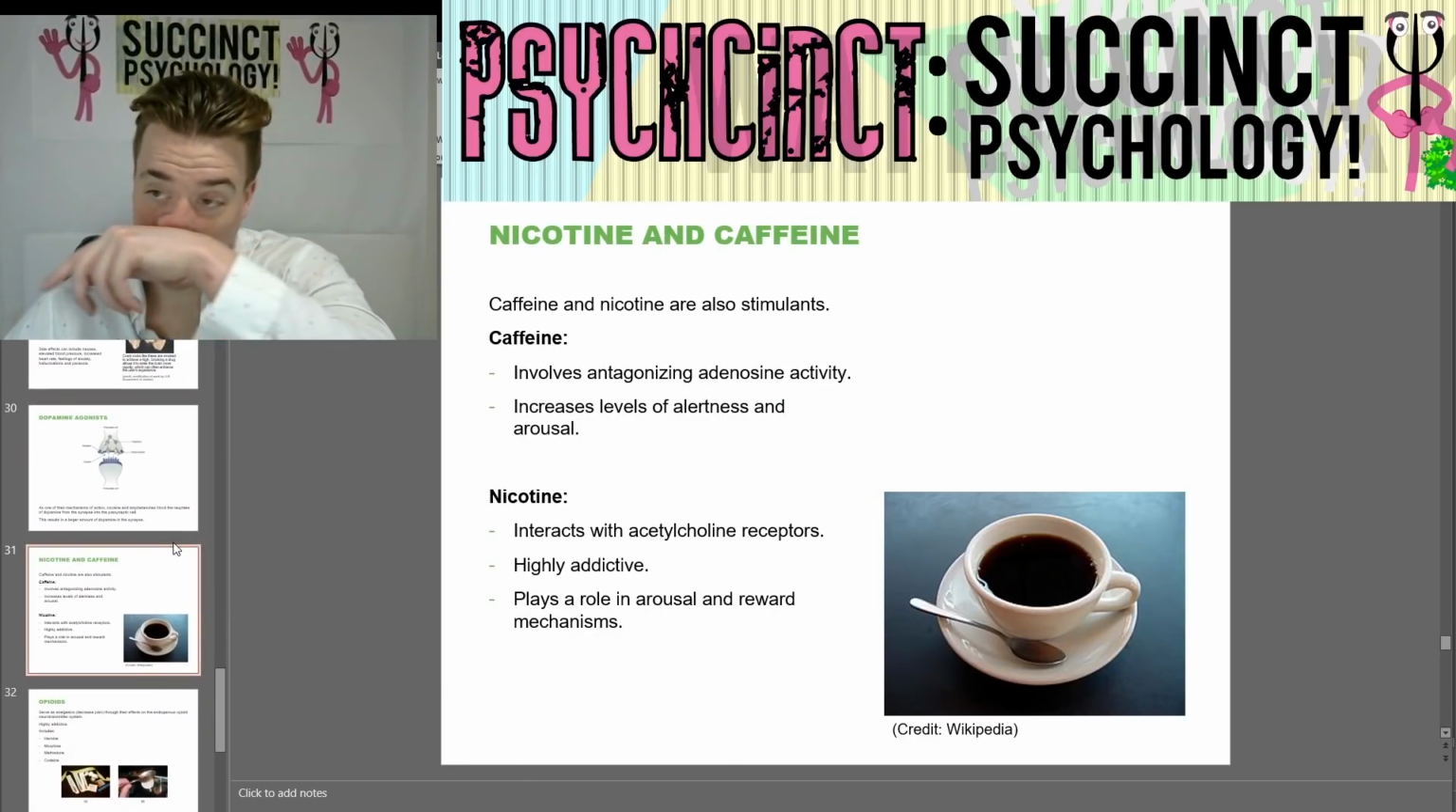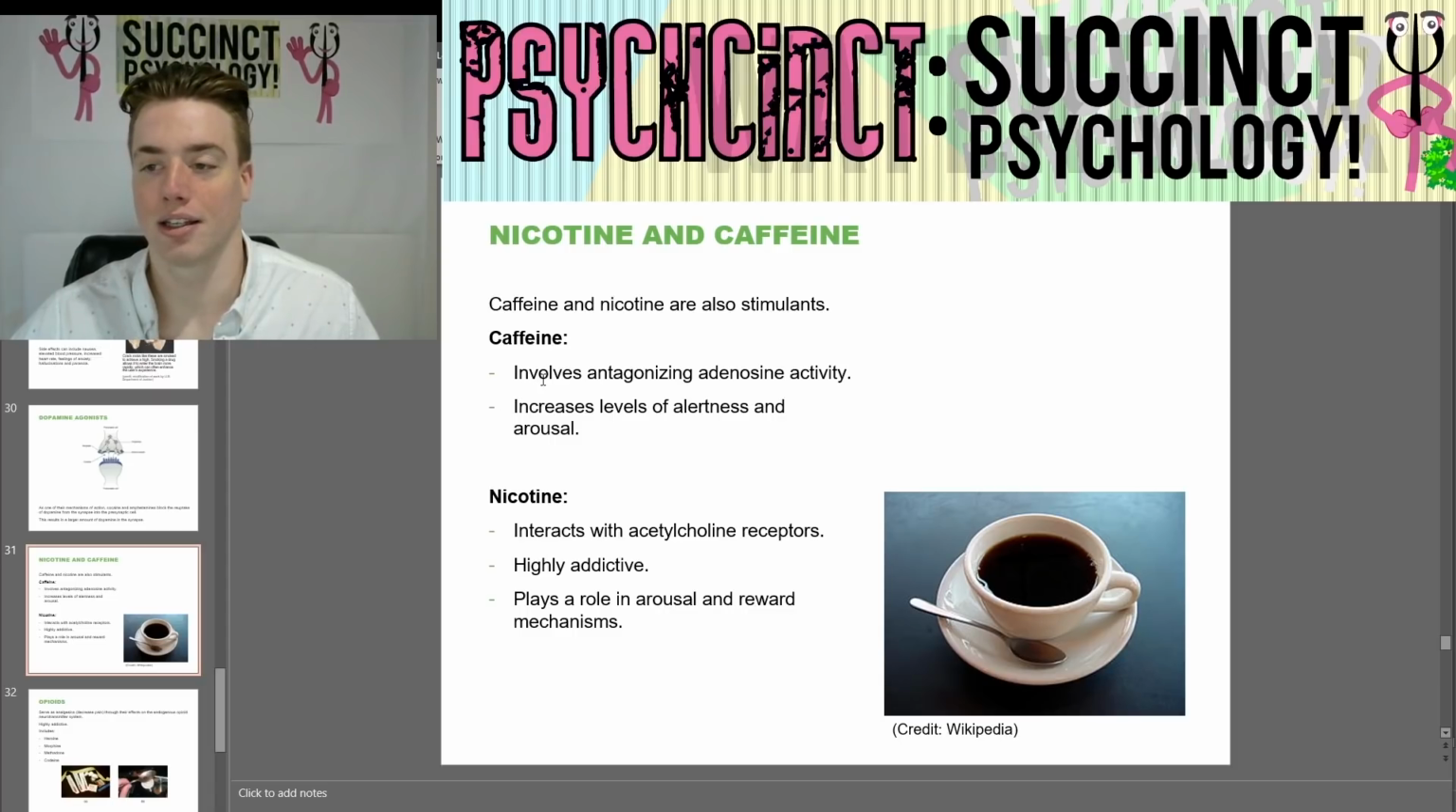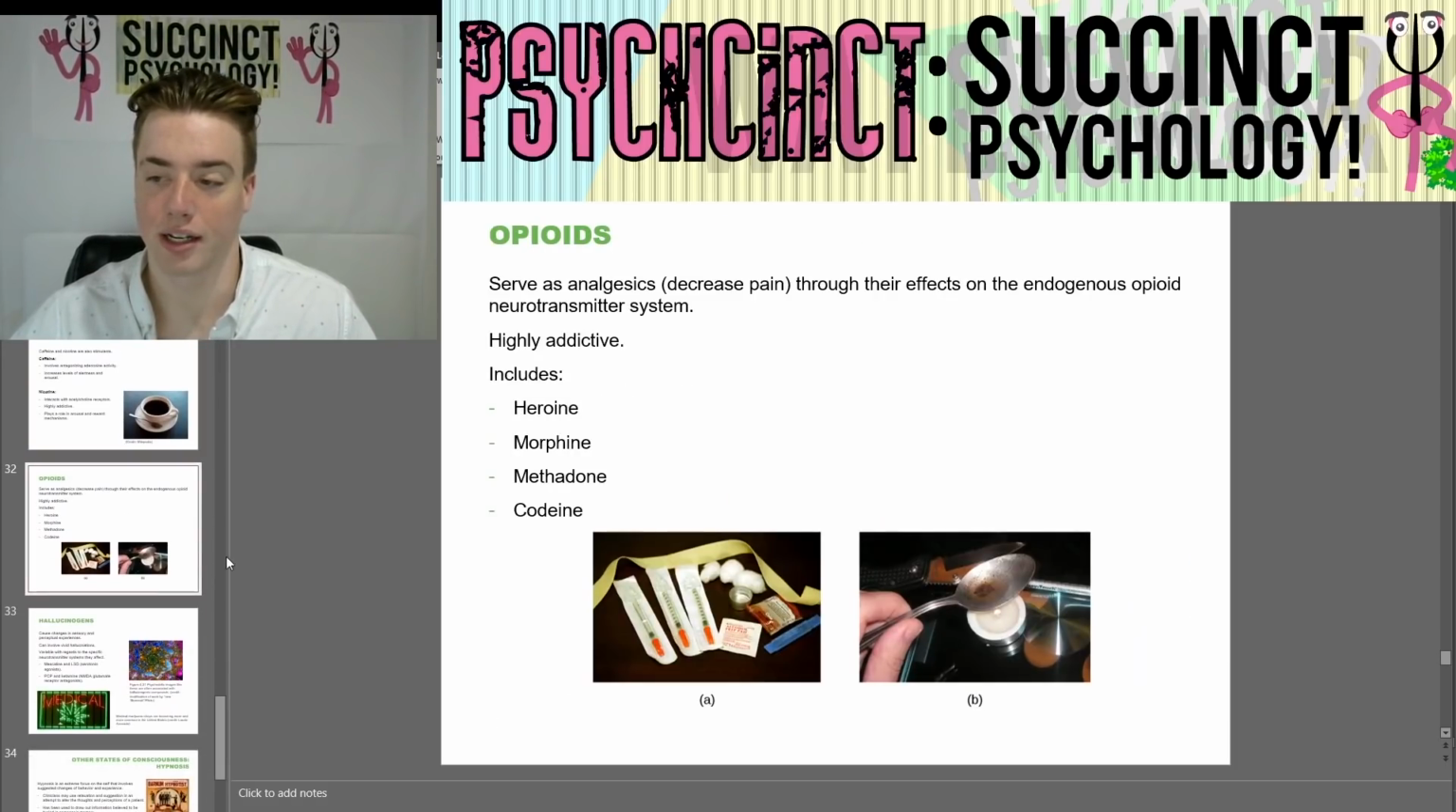Next, we have nicotine and caffeine. I combined the two. Caffeine and nicotine are also stimulants. So caffeine involves antagonizing adenosine activity, and it increases levels of alertness and arousal. Now, nicotine interacts with the acetylcholine receptors. It is highly addictive, and it plays a role in arousal and reward mechanisms. Nice picture of coffee, in case you didn't know what that looked like.